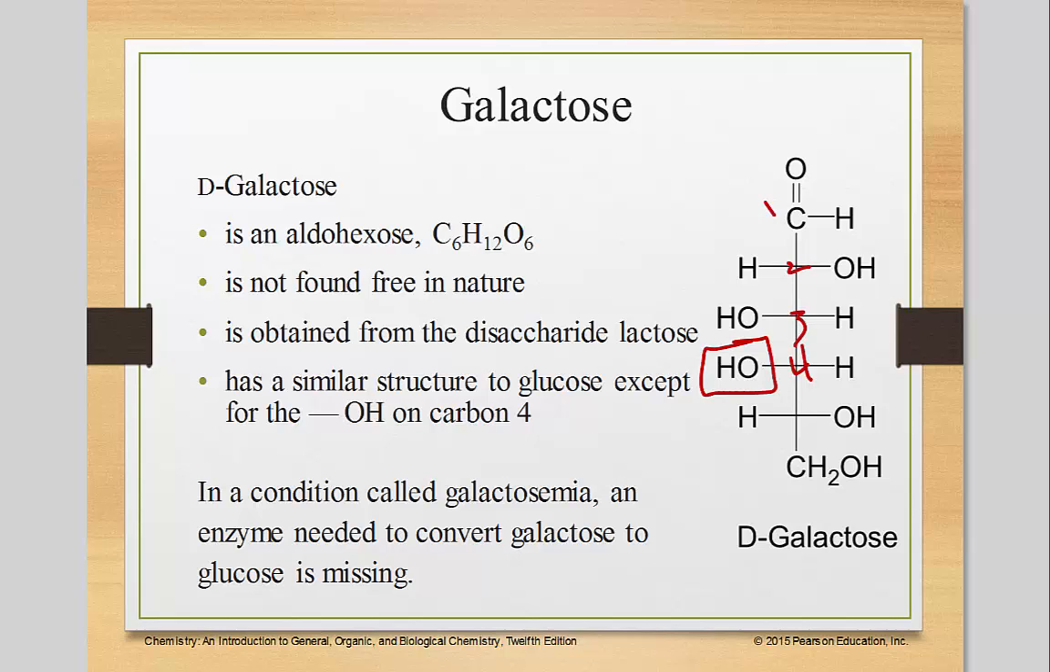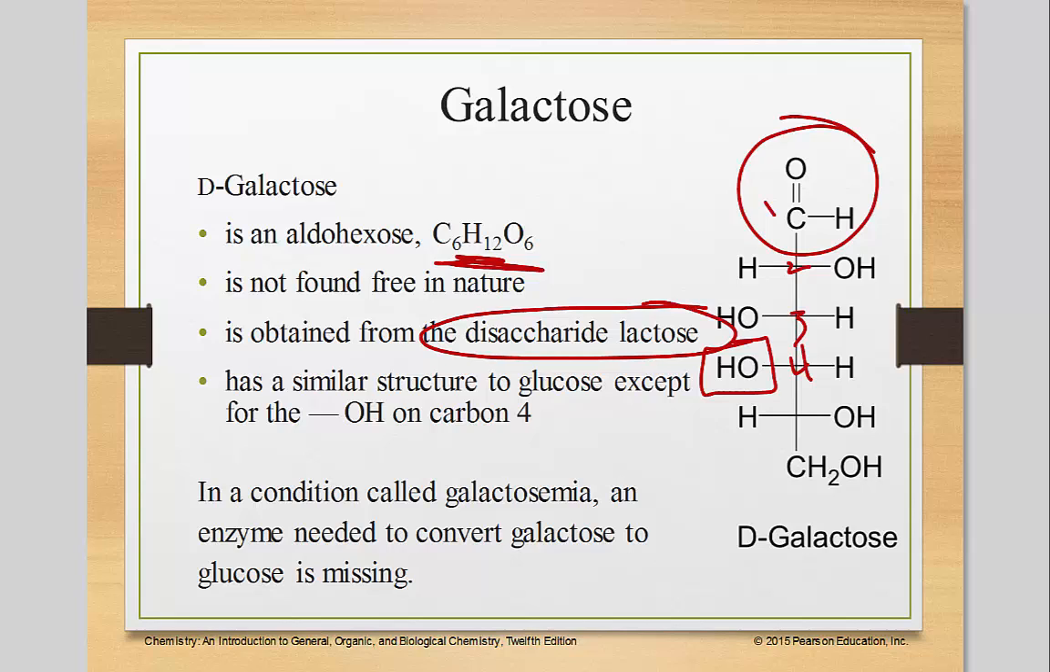Galactose is also an aldehyde, so it's an aldo. It's still 6 carbon, so it's still hexose. So you notice that both galactose and glucose are aldohexoses. It's not found free in nature. It's obtained from the disaccharide lactose. It has a similar structure to glucose except for that one OH.